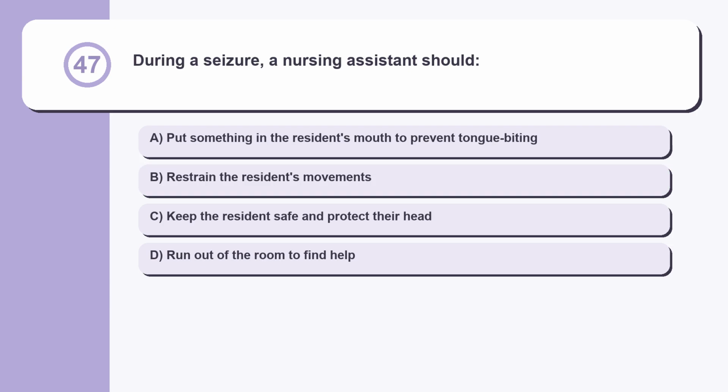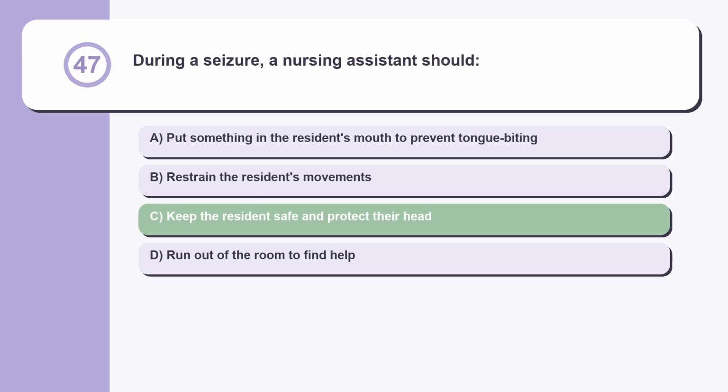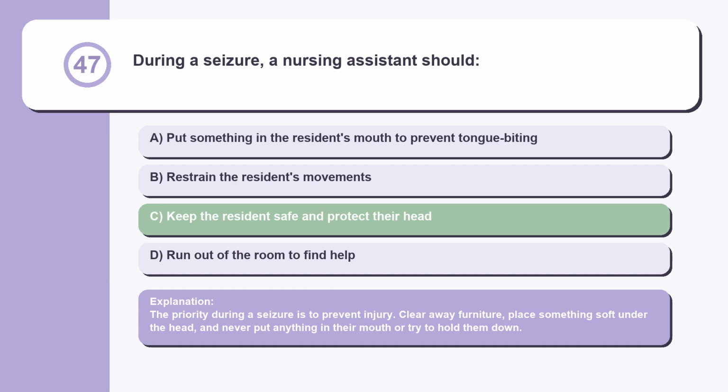Question 47. During a seizure, a nursing assistant should put something in the resident's mouth to prevent tongue biting, restrain the resident's movements, keep the resident safe and protect their head, run out of the room to find help. The priority during a seizure is to prevent injury. Clear away furniture, place something soft under the head, and never put anything in their mouth or try to hold them down.